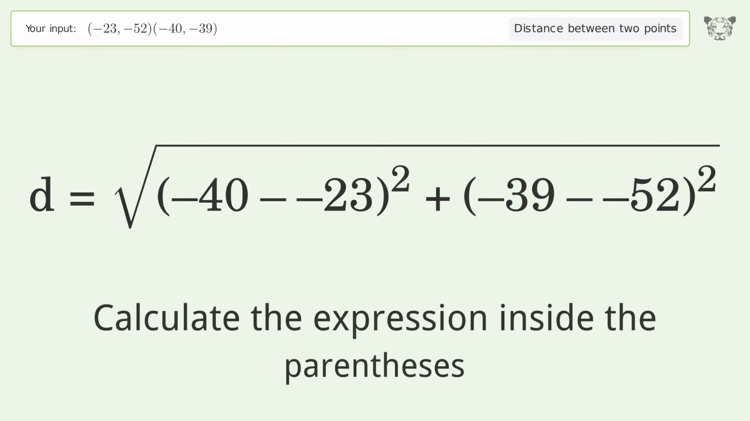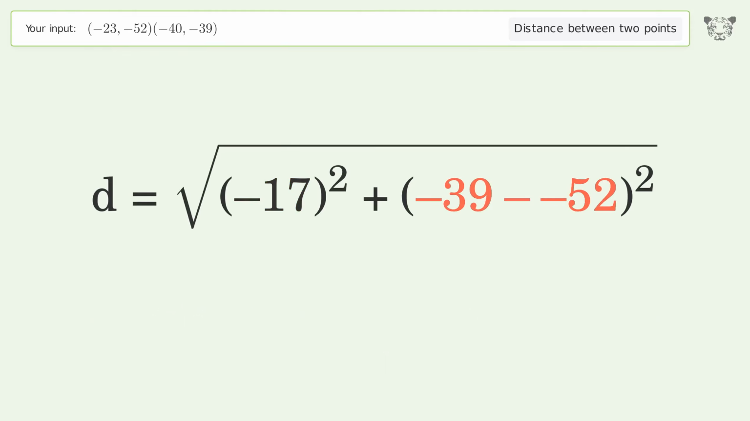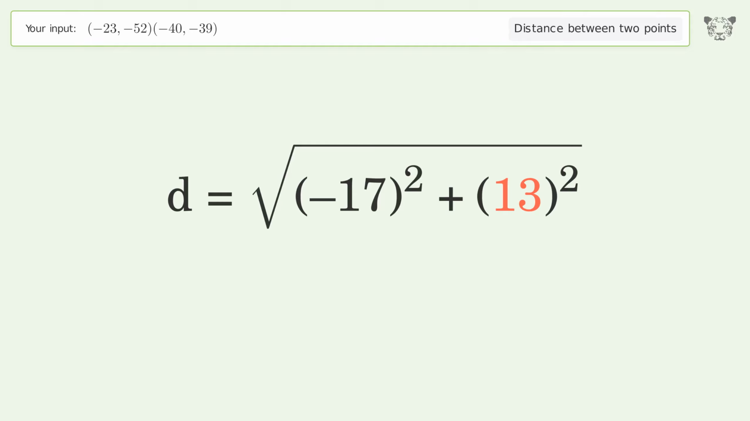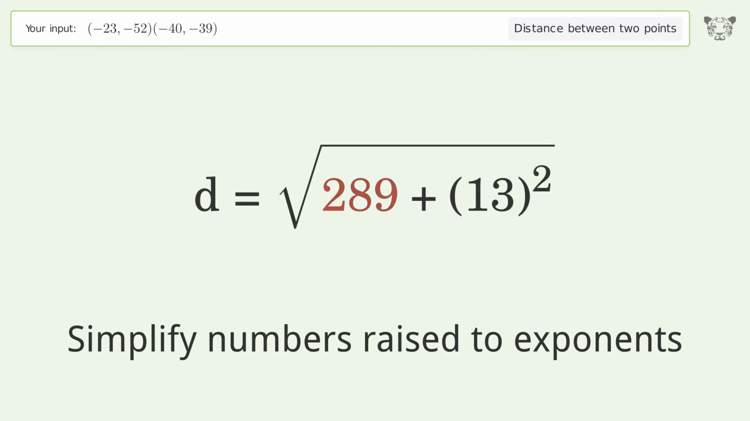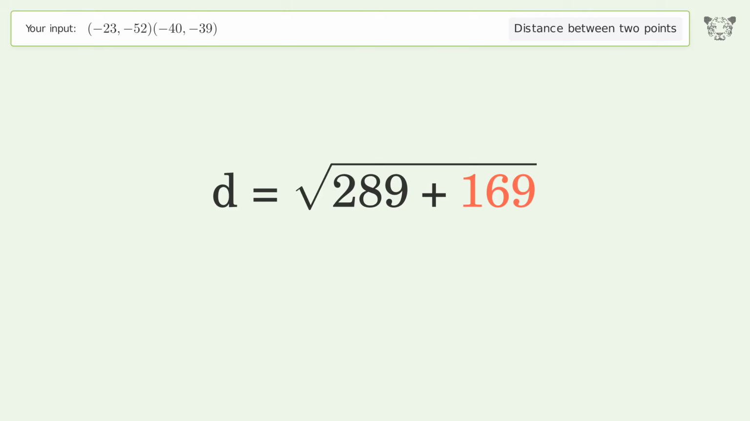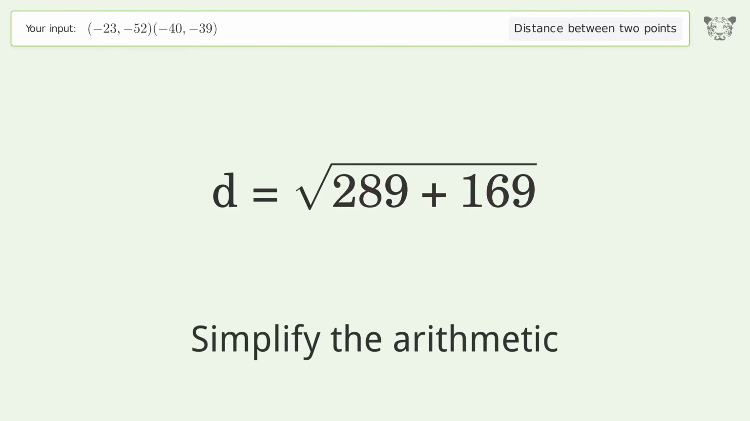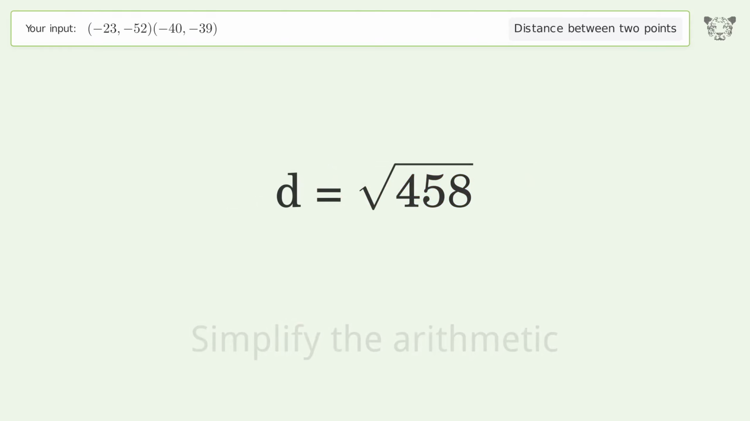Calculate the expression inside the parentheses. Simplify numbers raised to exponents. Simplify the arithmetic. And so the distance between the 2 points is the square root of 458, or 21.401.